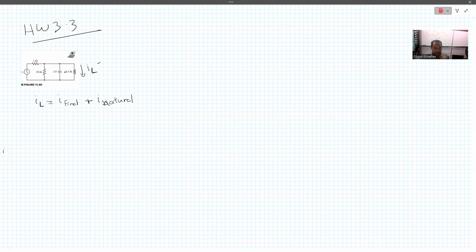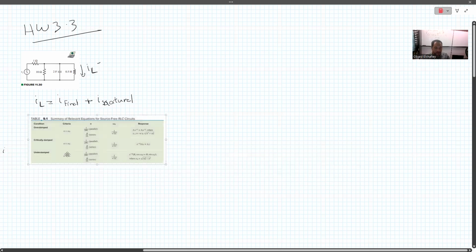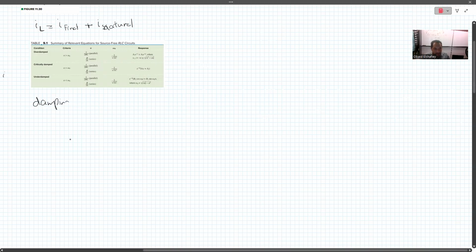This I natural has a certain shape, with a certain formula based on this table in your book in chapter 9.1, depending on the relationship between alpha and omega node, where alpha is the damping factor. Alpha is equal to 1 over 2RC, and omega node is the resonance frequency. Omega node is equal to 1 over root LC. So you start by solving for those two values.